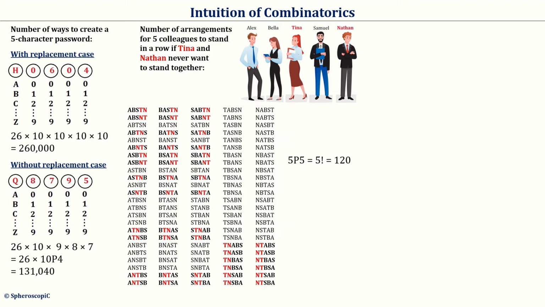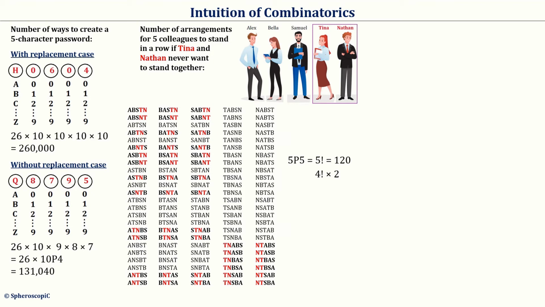But how many we need to omit? How to get that number? For that purpose, let's consider Tina and Nathan are a single person. And instead of 5 people, there are 4 people to arrange when Tina and Nathan are always together. 4P4 or 4 factorial arrangements. And in each of these arrangements, Tina and Nathan can arrange themselves in 2 ways, either this way or this way. So we need to multiply 2 here. This is the count of arrangements in which Tina and Nathan stand together.